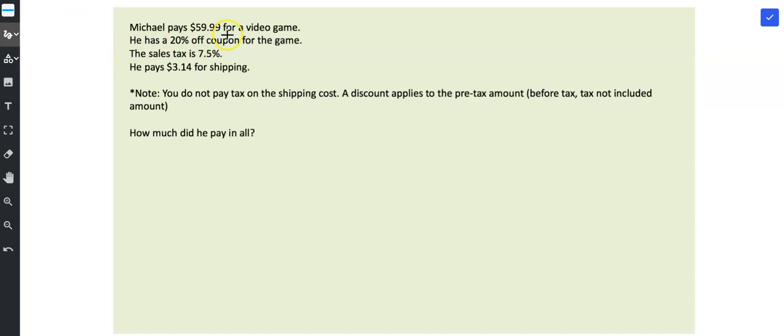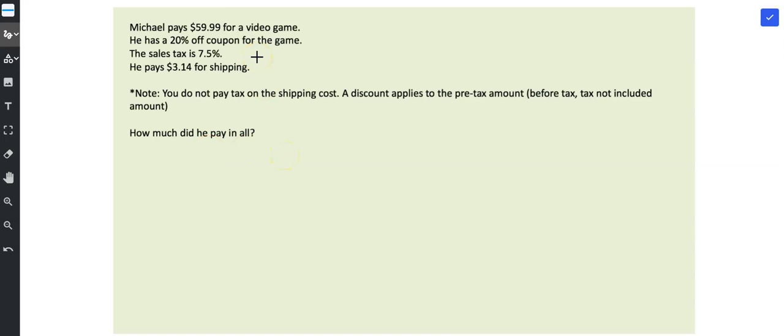Michael pays $59.99 for a video game. He has a 20% off coupon for the game. The sales tax is 7.5%. He pays $3.14 for shipping. Note, you do not pay tax on the shipping cost, and a discount applies to the pre-tax amount, before tax, or tax not included amount. How much did he pay in all?